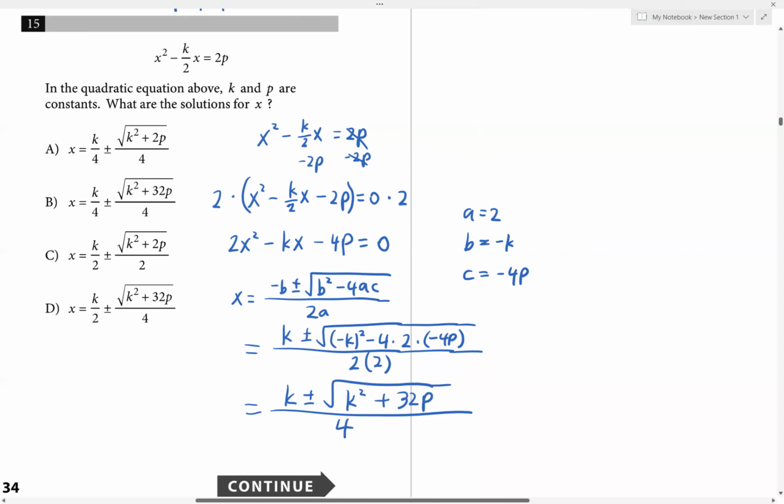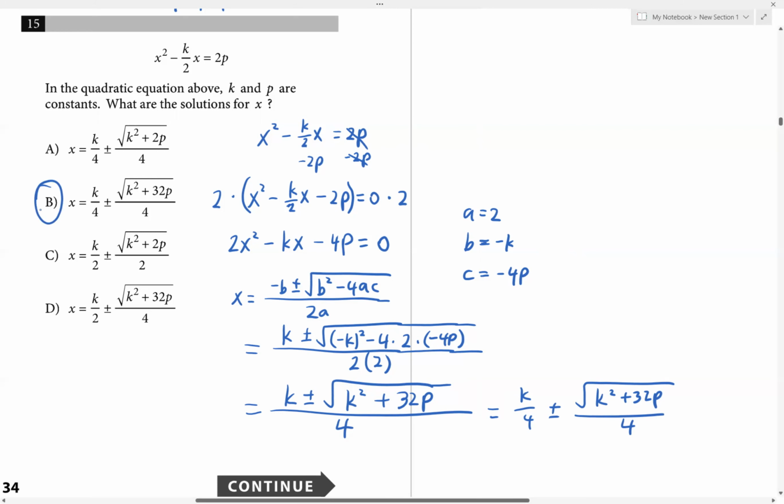Once we have that, you look at the answer choices. Do we have an answer that resembles what we have here? Yes, we do, because we can split up the fractions. So the first fraction is k, and since they're both over 4, this is k over 4 plus or minus the square root of k squared plus 32p over 4. And that looks like we have answer choice B for this question.